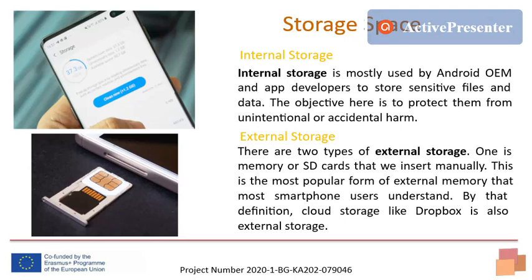External storage. There are two types of external storage. One is memory or SD cards that we insert manually. This is the most popular form of external memory that most smartphone users understand. By that definition, cloud storage like Dropbox is also external storage.